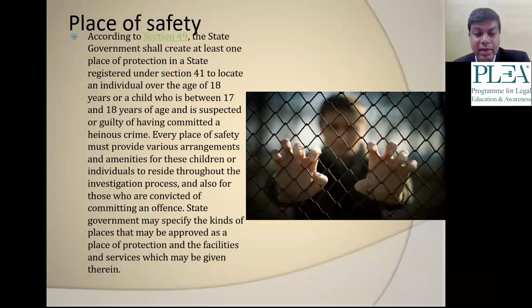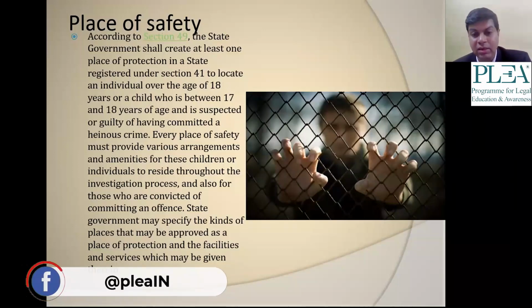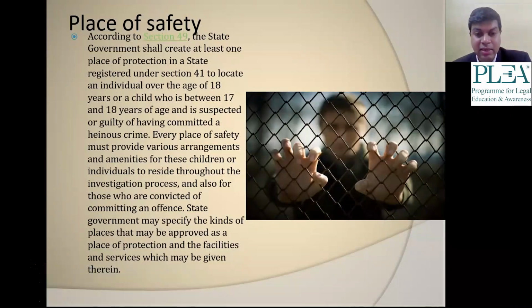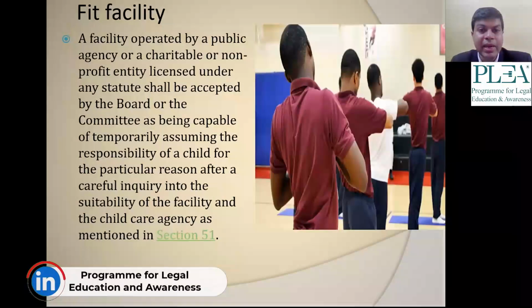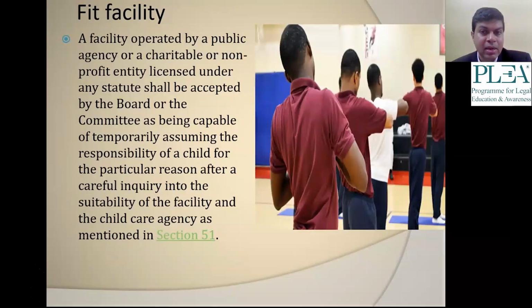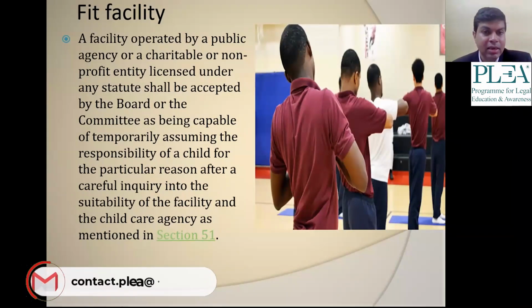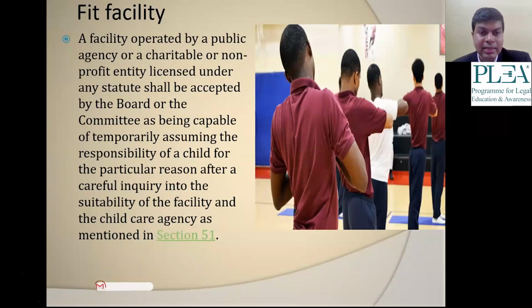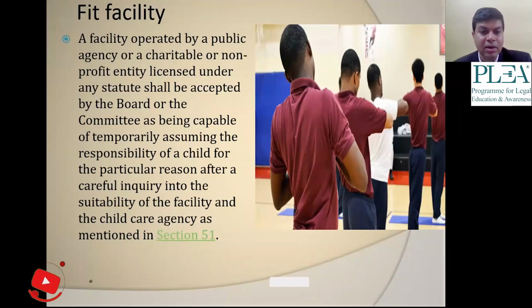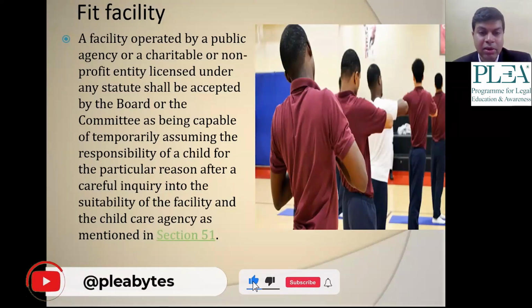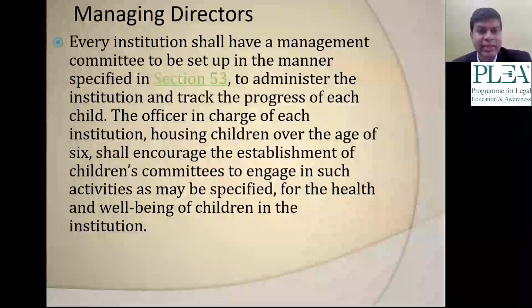So the state government may specify the kinds of places that may be approved as place of protection and the facilities and services which may be given therein. Fit facility. A facility operated by a public agency or a charitable or non-profit entity licensed under any statute shall be accepted by the board or the committee as being capable of temporarily assuming the responsibility of a child for the particular reason, after a careful inquiry into the suitability of the facility and the child care agency, as mentioned under section 51, that is managing director.